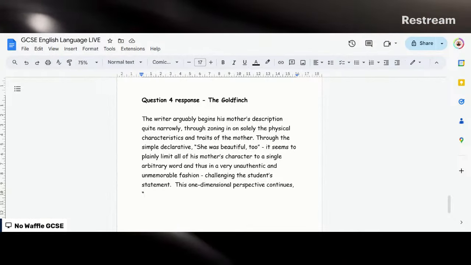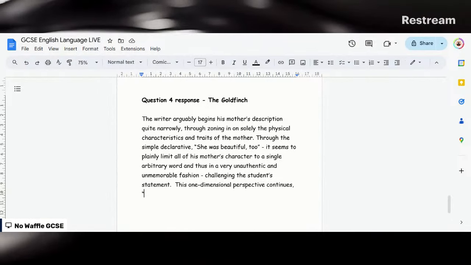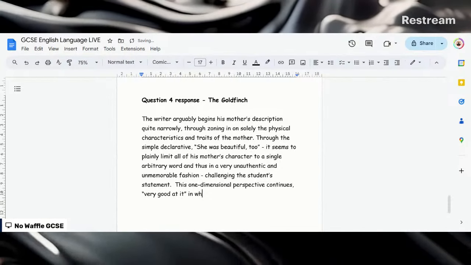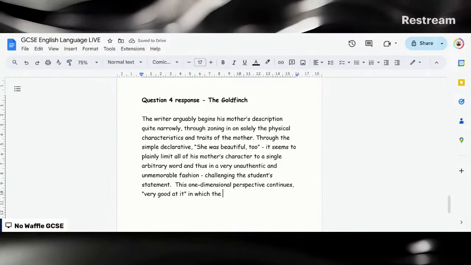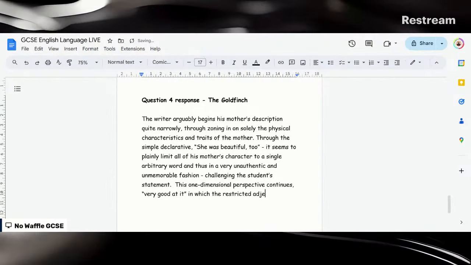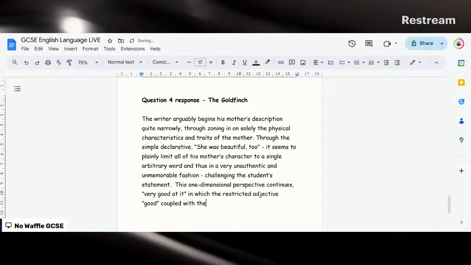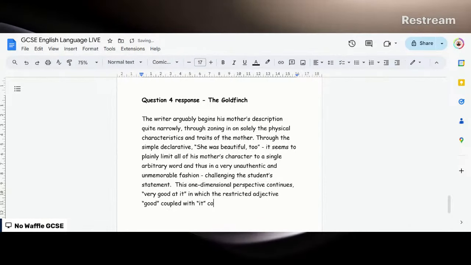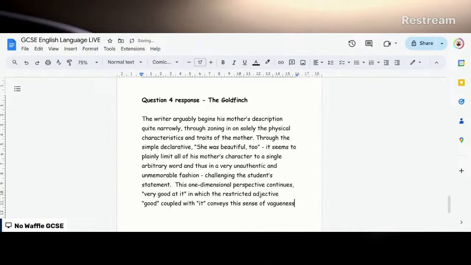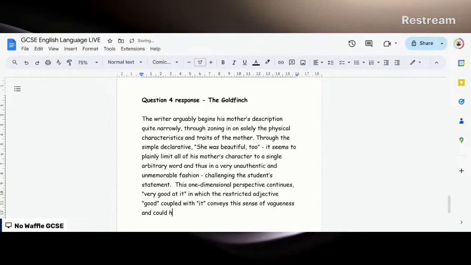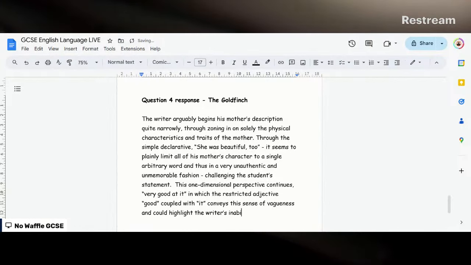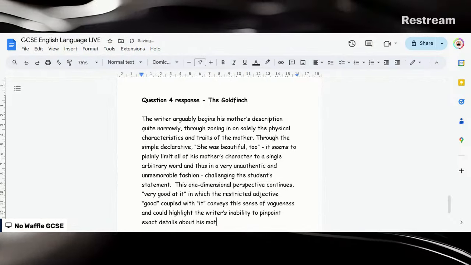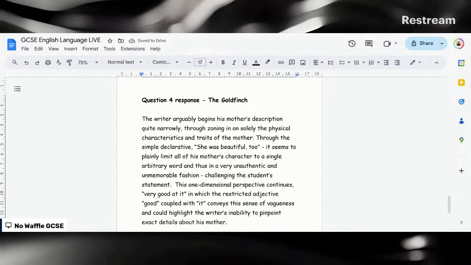This one-dimensional perspective continues when there's another quote, which I can see. He says she is very good at it, in which the restricted adjective good coupled with it conveys this sense of vagueness and could highlight the writer's inability to pinpoint exact details about his mother. Why are we saying this statement? Because again, it's referring back to the student statement, which we're supposed to evaluate.